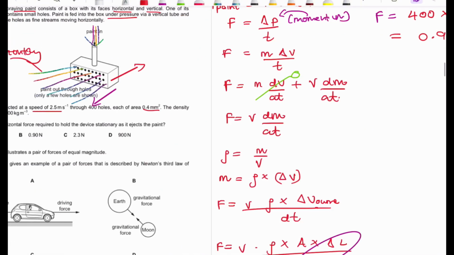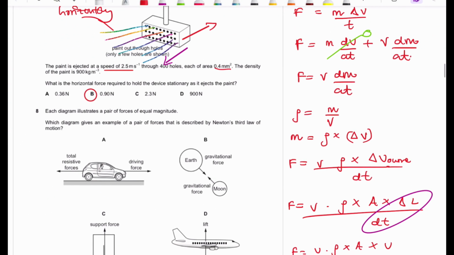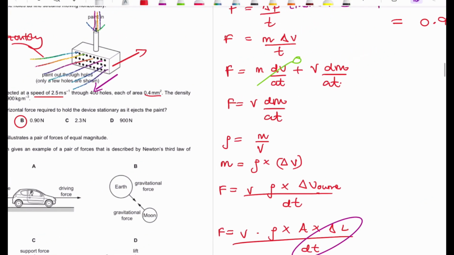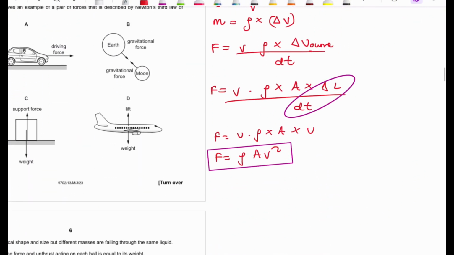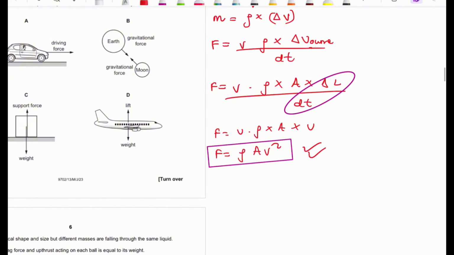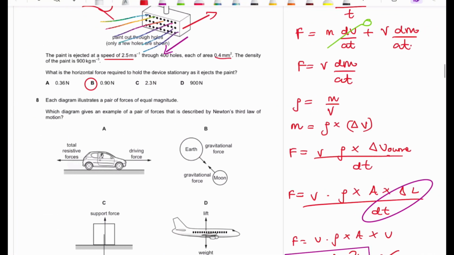So this was a bit complicated, but you just have to get the idea that I can derive this equation. Most people just know this equation and they can apply it: that force is also density times area times velocity squared. But I would like you to know where these things are coming from, not just memorize these formulas by heart. Moving on to the next question, question 8.